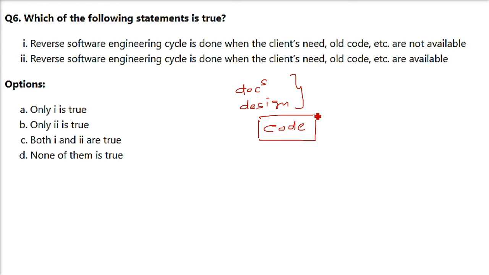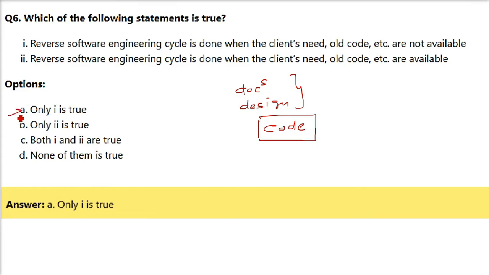So here, the answer is, because you have to read both of them, reverse software engineering cycle is done when the client's need, old code, etc. are not available. So only one is true. When the support is not available, then there is no option but to know the software, to understand the software, to learn the software and create the code. From the code, create the design and the SRS.